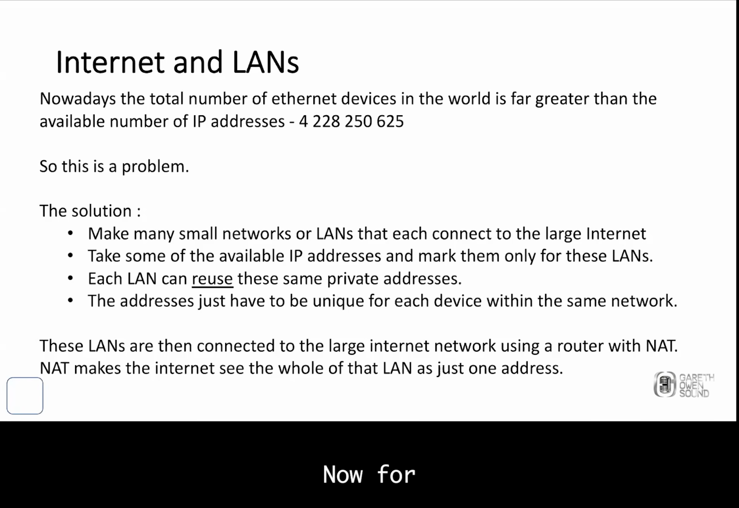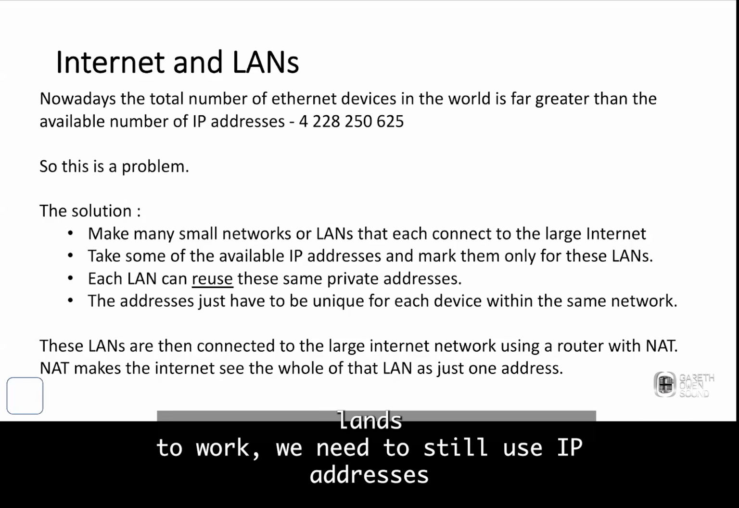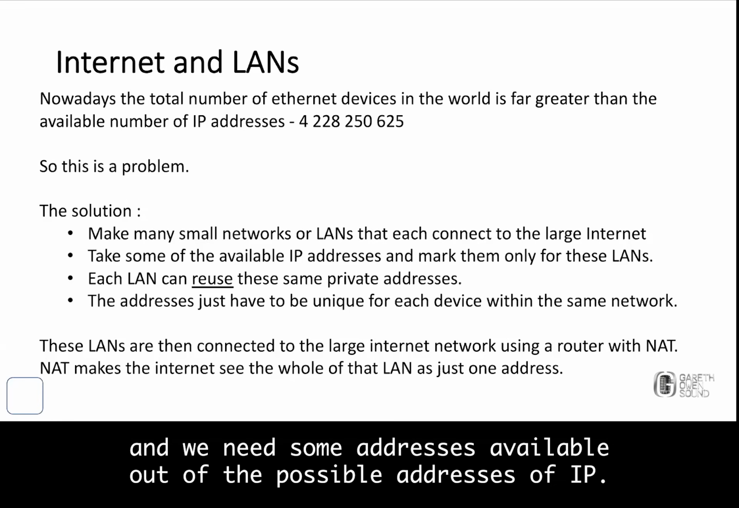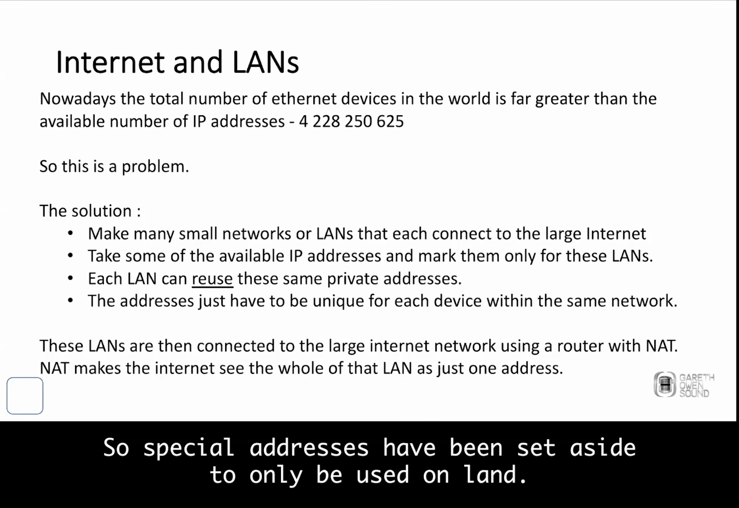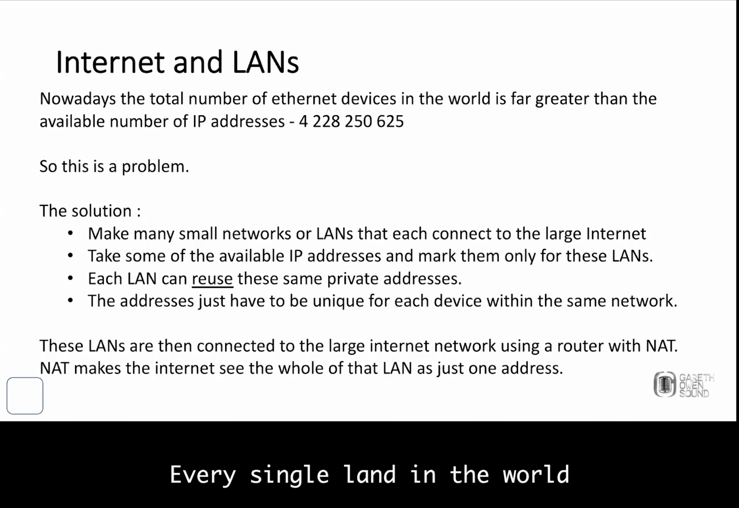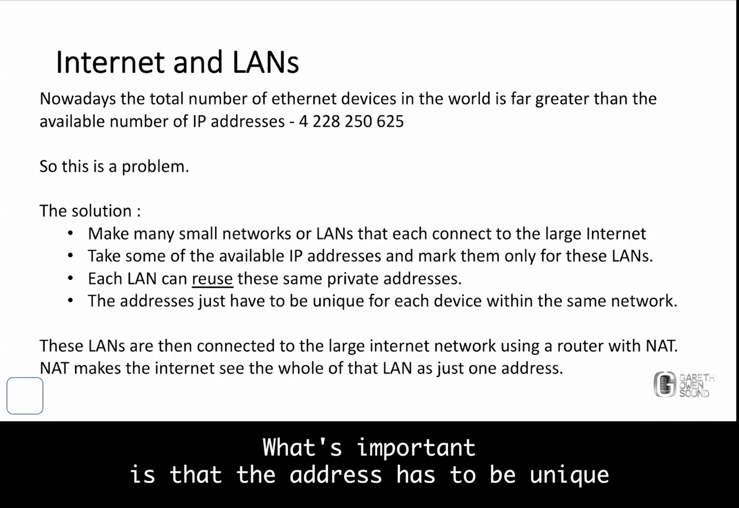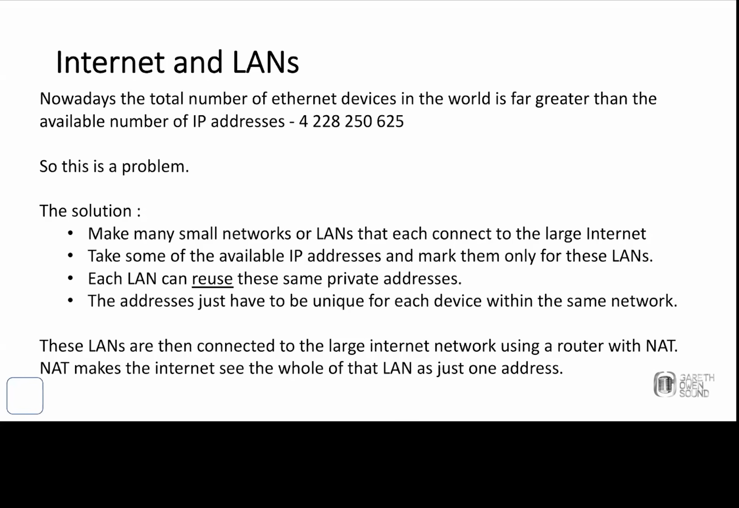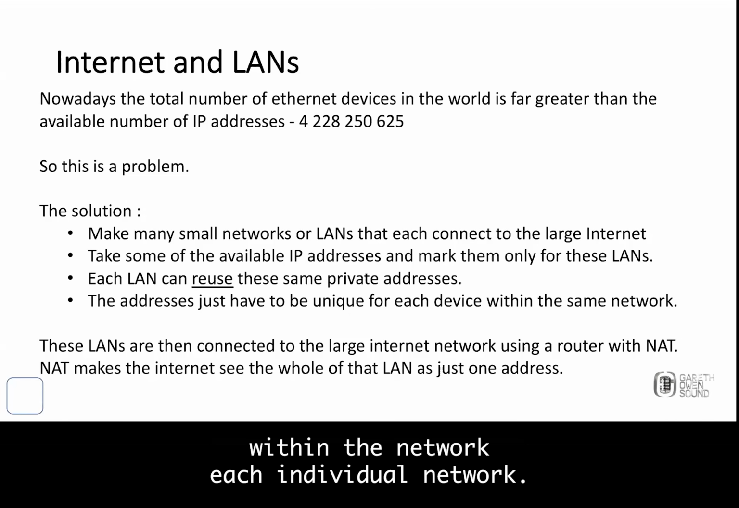Now, for LANs to work, we still need to use IP addresses, and we need some addresses available out of the possible IP addresses. So special addresses have been set aside to only be used on LANs, so they cannot be used on the internet. Every single LAN in the world can reuse these same addresses. What's important is that the address has to be unique within each individual network.